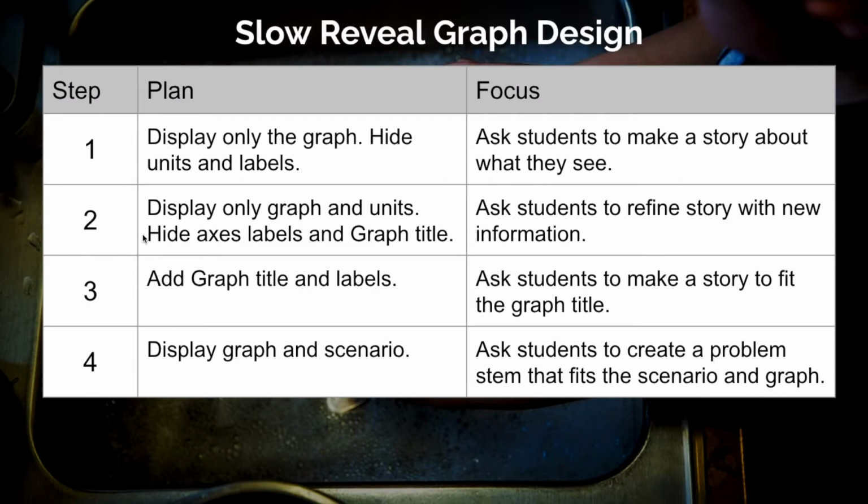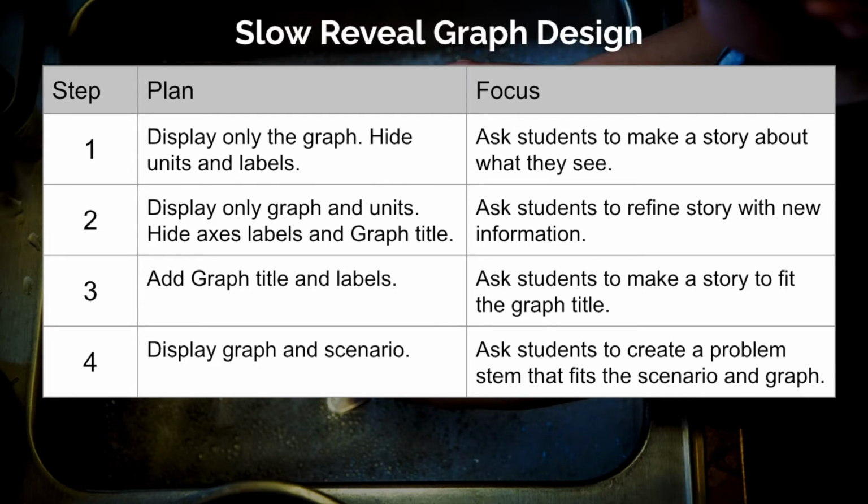The design that I like to use for slow reveal graphs has a 4-step plan. Step 1, display only the graph, hide units and labels. Step 2, display only the graph and units, hide the axes, labels, and graph title. Step 3, add the graph title and labels. And step 4, display graph and the scenario.